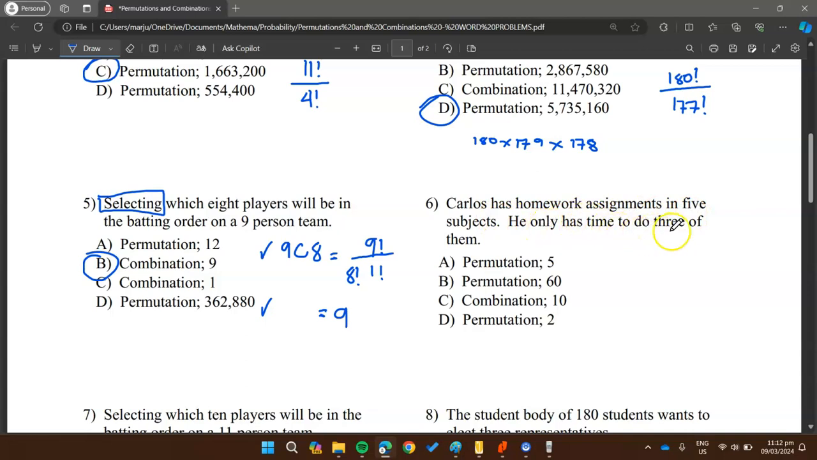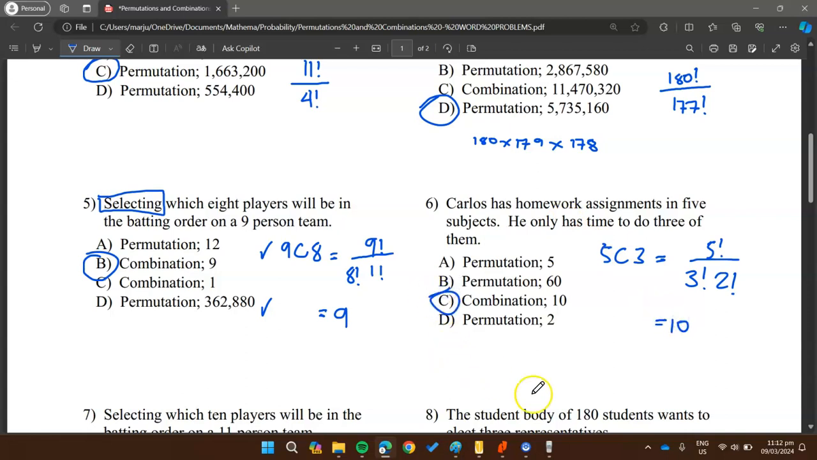Number 6. Carlos has homework assignments in 5 subjects. He only has time to do 3 of them. So again, this is a combination problem. We have 5 subjects choose 3 equals 5 factorial over 3 factorial times, what is 5 minus 3? That is just 2 factorial. So this will give us 10 possible ways. So this is 10.